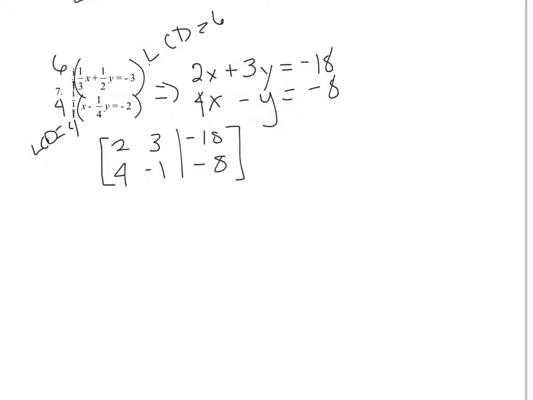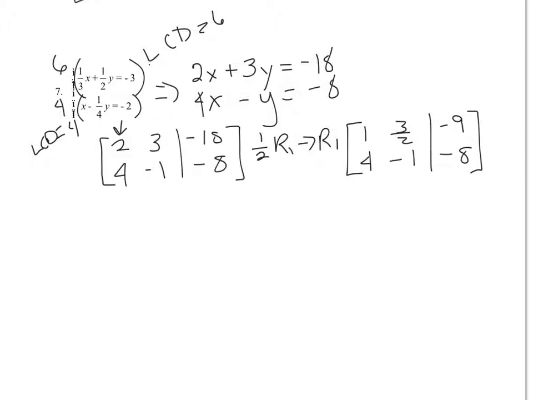I think there's no point in switching these rows, but this first element is not a 1. So to make it a 1, I'm going to have to multiply everything in row 1 by 1/2. If I'm trying to make something 1, I'm going to have to multiply that row times something. If I'm trying to make something 0, multiply the other row times something and add it to the row you want to change. So 1/2 times 2 is 1. 1/2 times 3 is 3/2. And 1/2 times negative 18 is a negative 9. Bottom row has not changed yet.